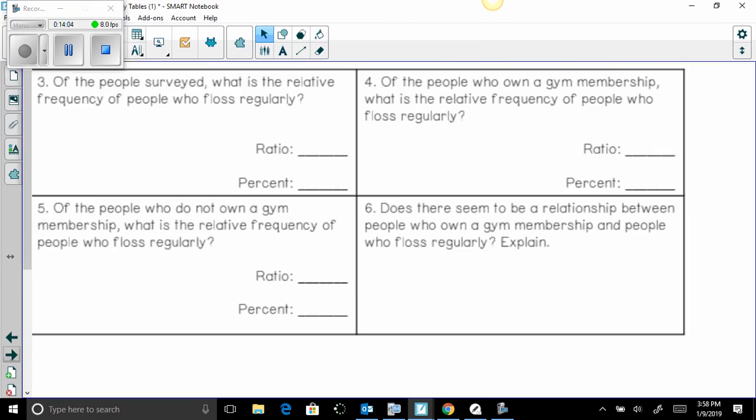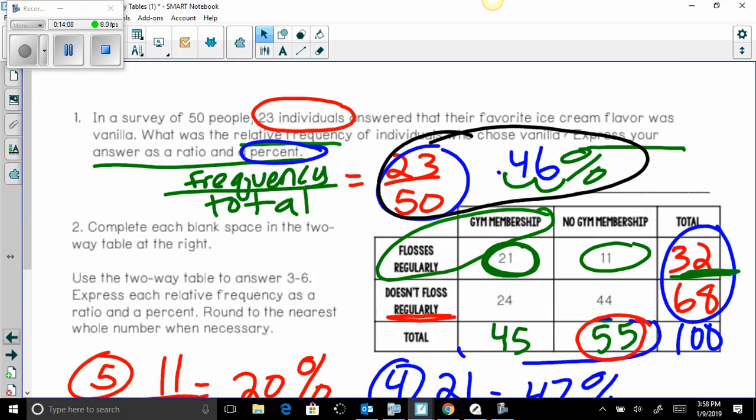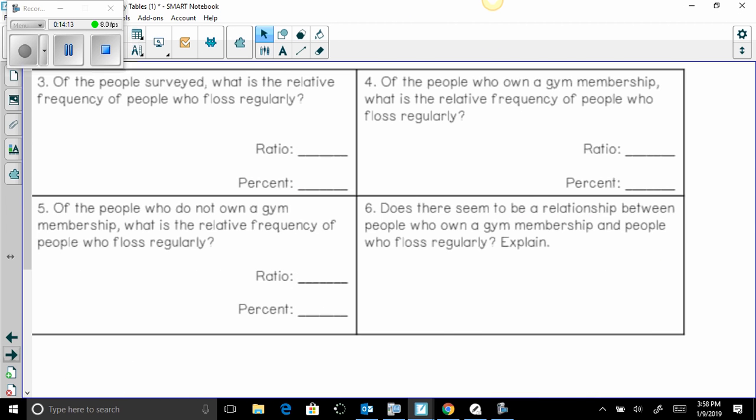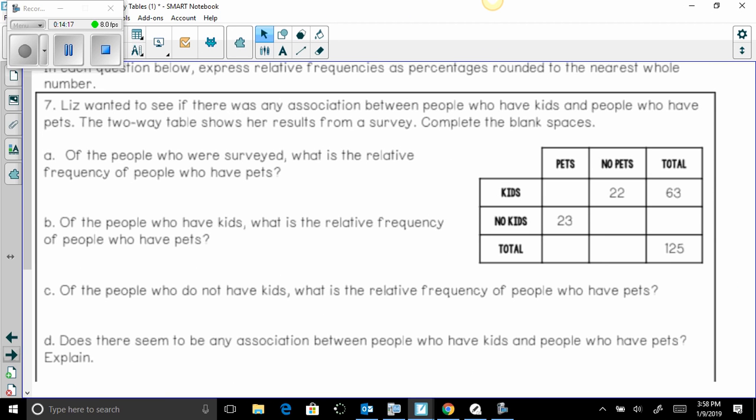All right, let's go ahead and do one more question, and then we will be done. What did I do here? Oh, here is just 3, 4, 5, and 6, which I just did on the other slide. So let's go ahead and go on to 7. All right, so for each question below, express the relative frequency as percentages, round to the nearest whole number. Liz wanted to see if there was any association between people who have kids and people who have pets. The two-way table shows the results from a survey.